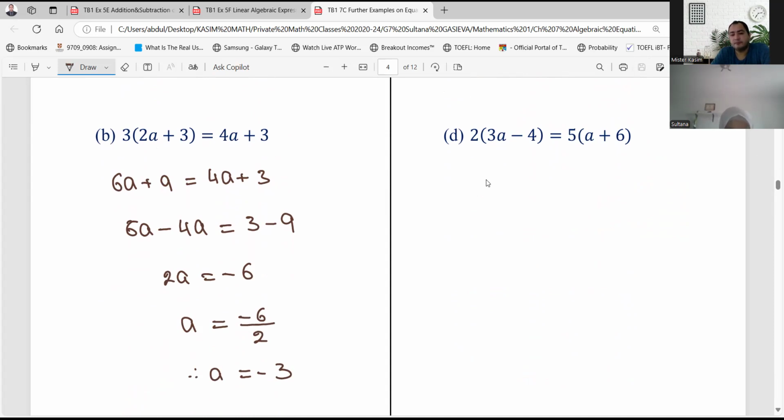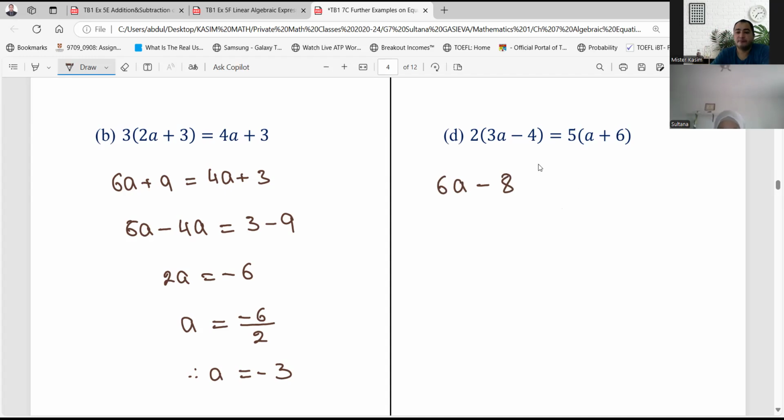So what? 2 times 3a minus 4, right? Don't say like this. Just 6a minus 8. Are you reading the question first? No, I'm reading the question. Okay, so you should read like this: 2 times 3a minus 4 equals 5 times a plus 6. So we are multiplying 2 by 3a minus 4 and 5 by a plus 6.